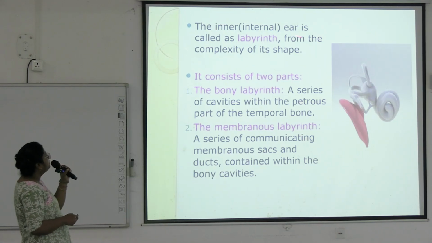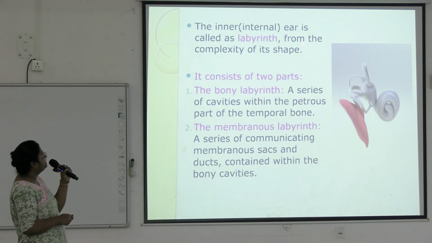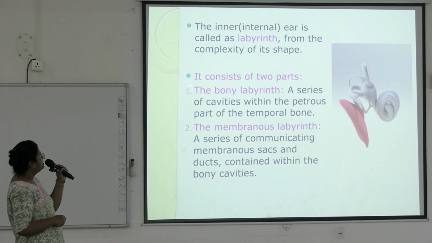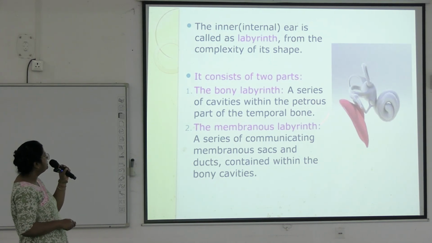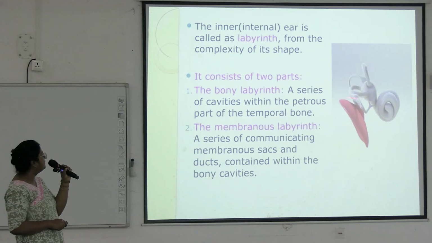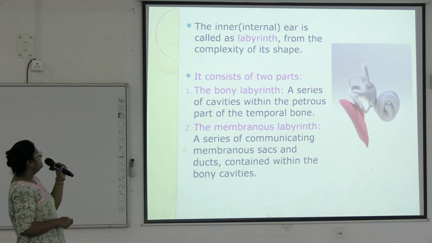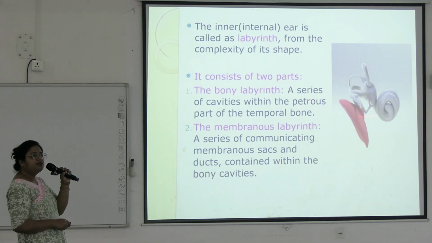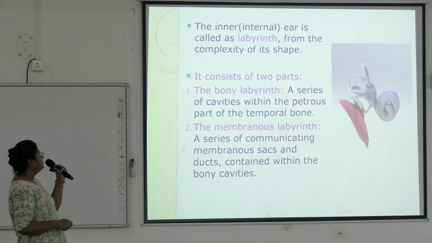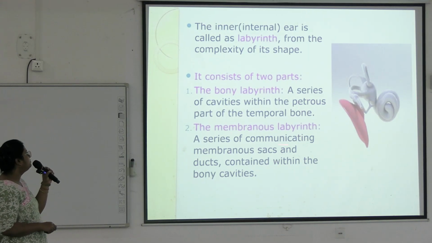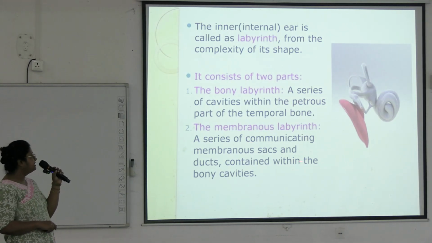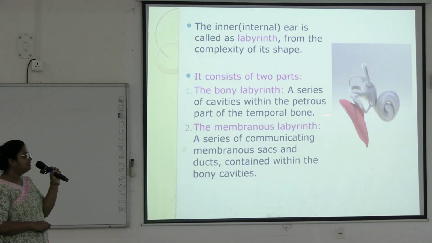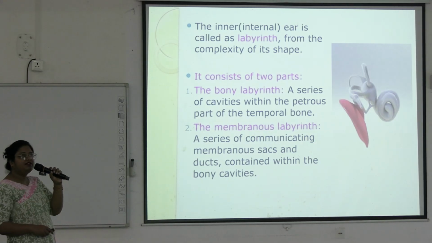The inner ear or internal ear is called the labyrinth from the complexity of its shape, and it consists of these two labyrinths: bony labyrinth and membranous labyrinth. The bony labyrinth is a series of cavities within the petrous part of the temporal bone. The membranous labyrinth is a series of communicating membranous sacs and ducts contained within the bony cavities. They are forming together the membranous labyrinth.